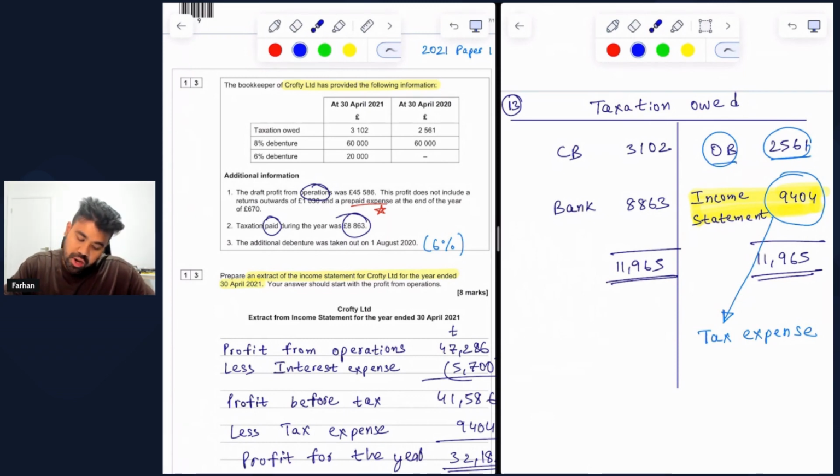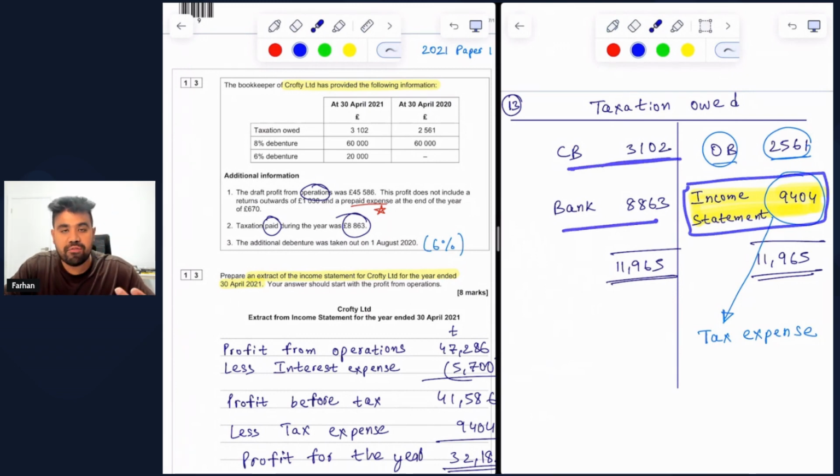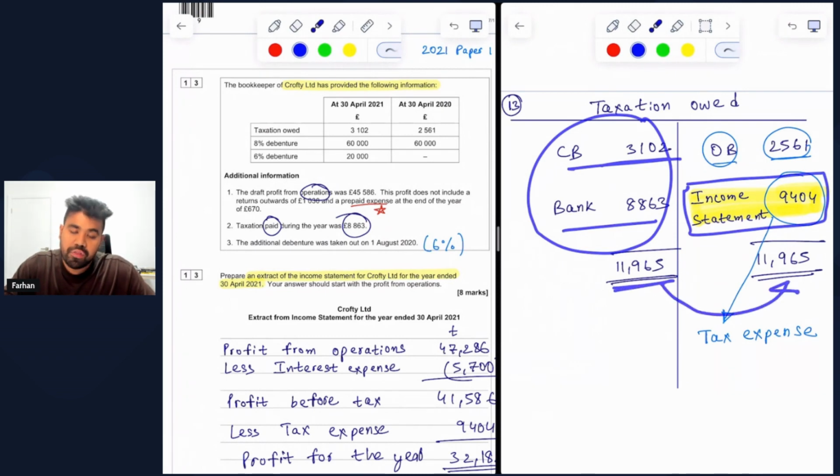So you can ignore the details that we have highlighted here in yellow. So I'll explain you how we have got that. So what we did, once we had the closing balance and the funds that we have paid for taxes on the debit side, we found the total for these two numbers, which gave us £11,965. That must be the total on the credit side as well, so that both sides equal.